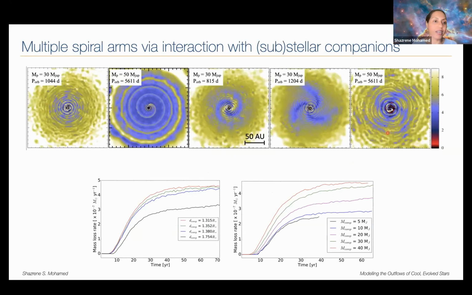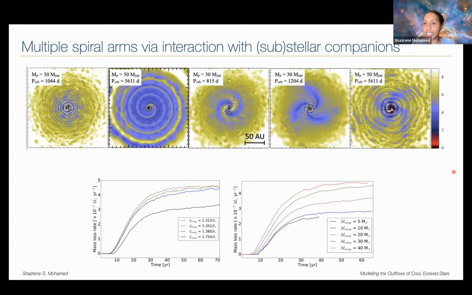So this is typically of a brown dwarf, a few tens of Jupiter masses, and orbital periods. The pulsation period in this case was about a year. And whether we see this or not is still a question. I'm hoping that with the ALMA wideband upgrade, we'll be able to start detecting some of these structures eventually.